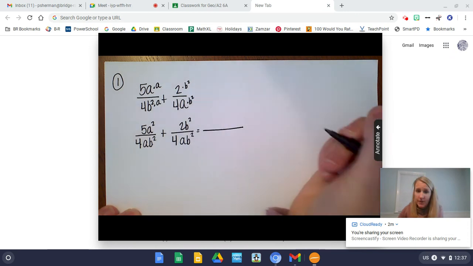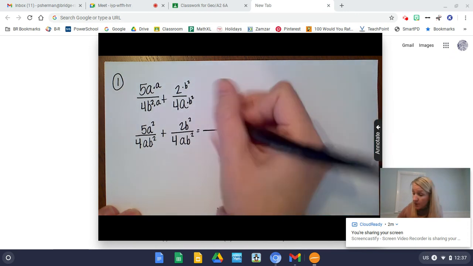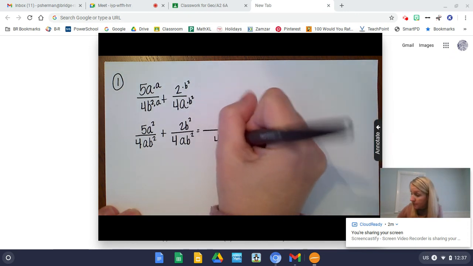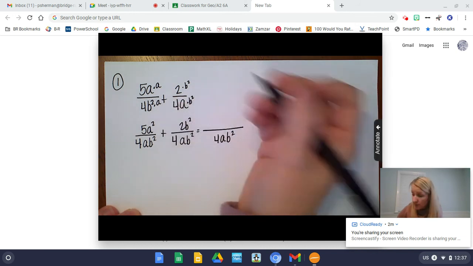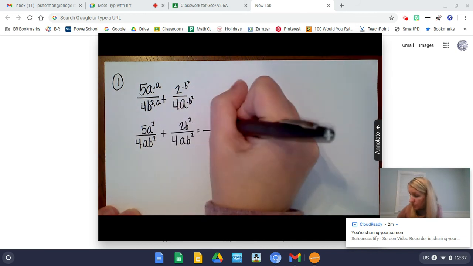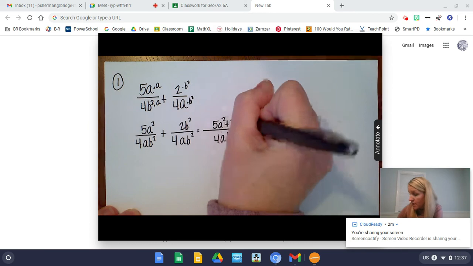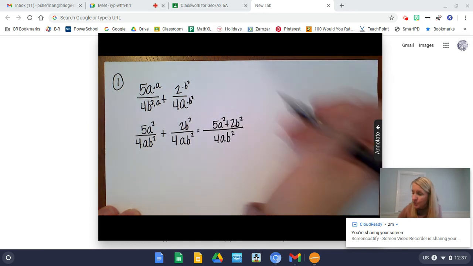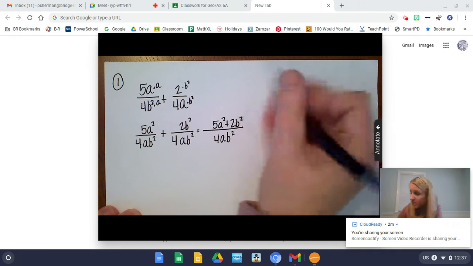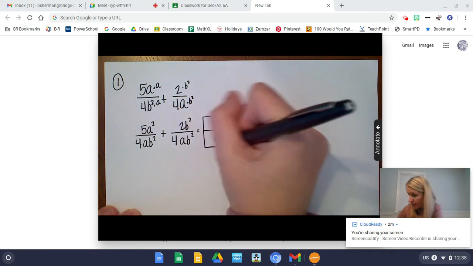And then I decide, well, okay, what else can I do? Well, I can write one new fraction. I can put the common denominator, and I can add the numerators. Those are not like terms, so that's okay. You just keep it as 5a squared plus 2b squared. And then from there, there's not much else you can do, right? Nothing's factorable. You can't reduce anything because they don't all have something in common. So this would be your final answer.